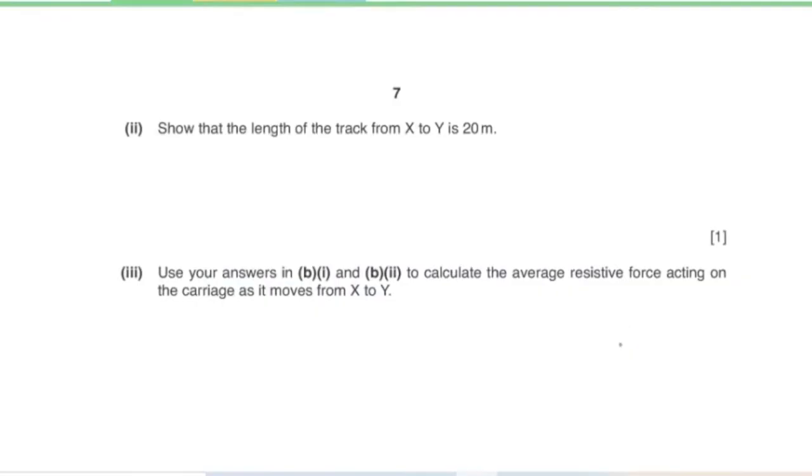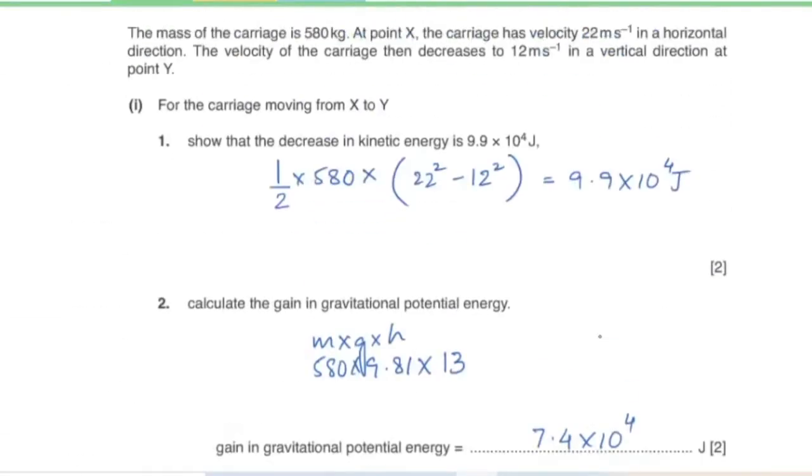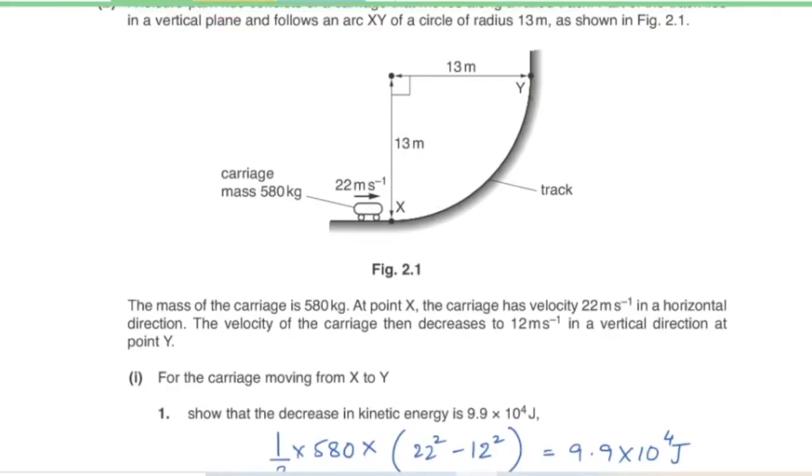Part 2, show that the length of the track from X to Y is 20 meters. So the question is asking us to find the length of this track, XY.